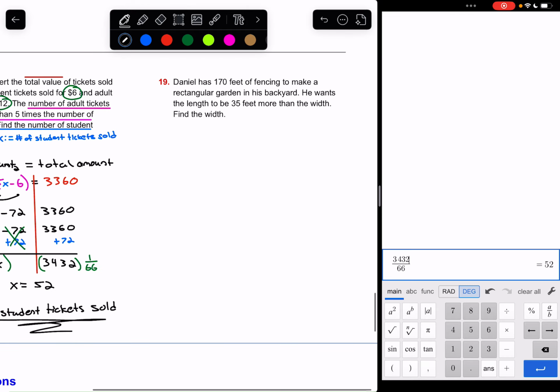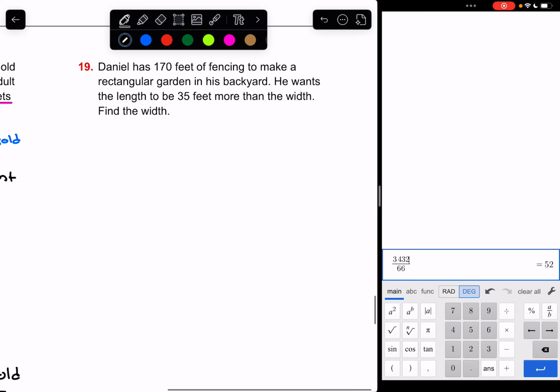Okay, number 19. Daniel has 170 feet of fencing to make a rectangular garden in his backyard. He wants the length to be 35 feet more than the width, so we're going to find the width. Whenever the word rectangle or triangle or any shape shows up in a problem, just draw that shape and then try to label it. Nothing's a bigger giveaway that you should be drawing a picture than a shape being described to you.